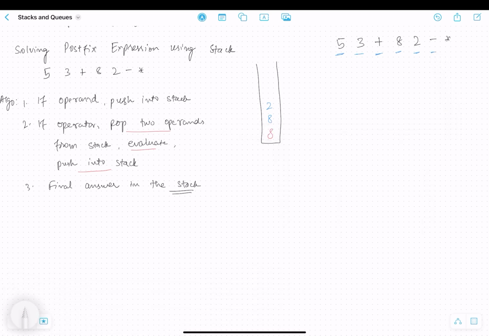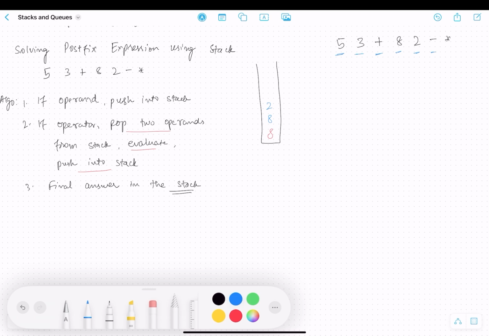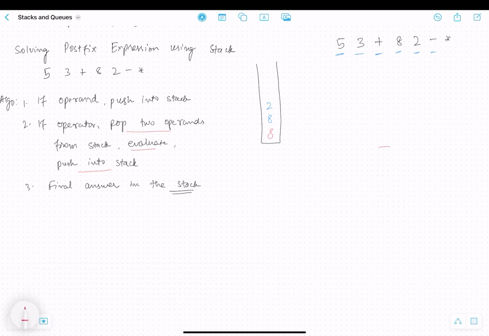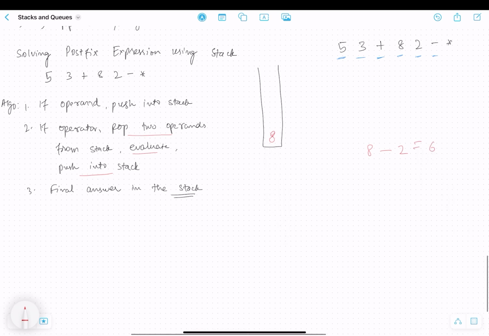Great. So I can say we have evaluated this. So this can be removed. Now we have got a minus. So we have got a minus. What we will do? We have to, point number 2, pop two operands. Which one will be popped? 2 and 8. 2 and 8 will be popped. Notice in which order I am writing. I am popping 2 first. I am writing it at the right hand side. So note that. Answer will be 6. Evaluate, push into the stack.